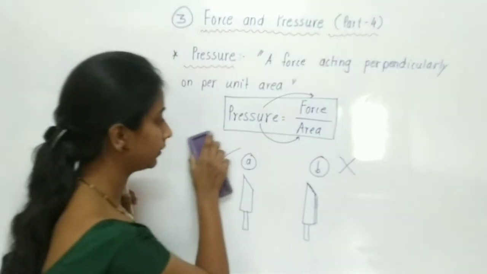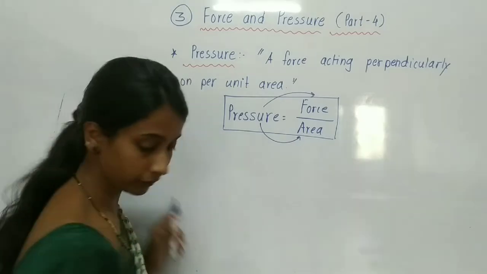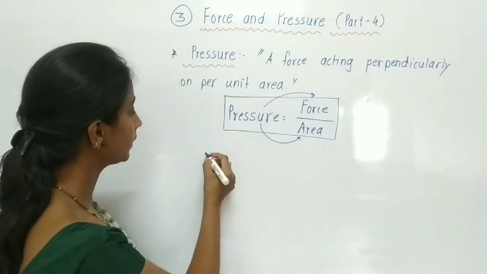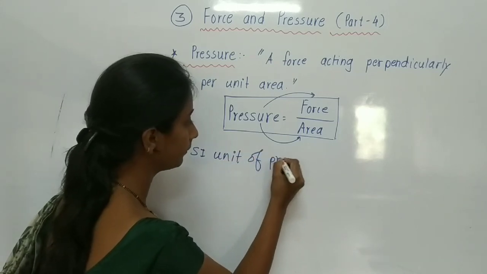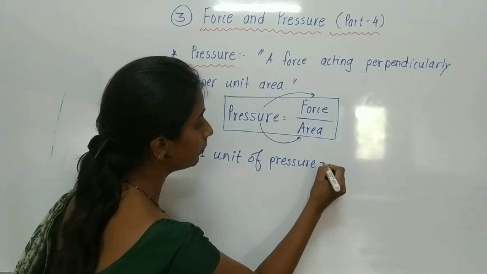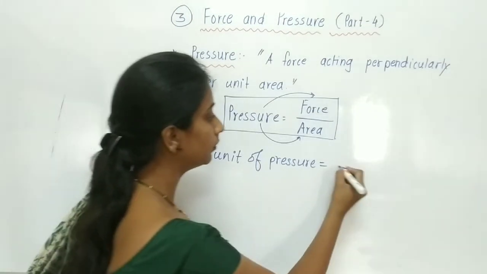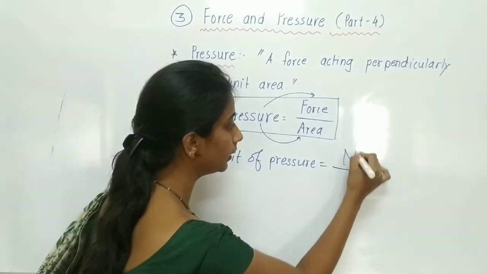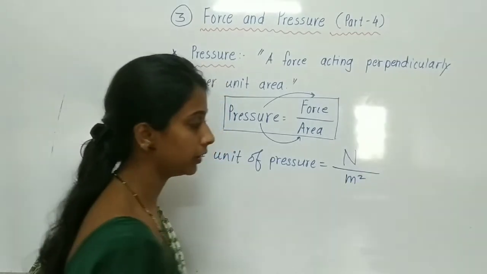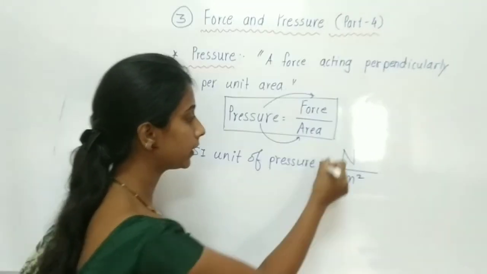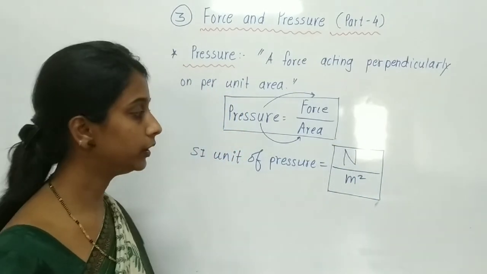Now students, next we will see the SI unit of pressure. From the same formula, force upon area, we know the SI unit of force is Newton and the SI unit of area is meter square. So the SI unit of pressure is Newton per meter square.